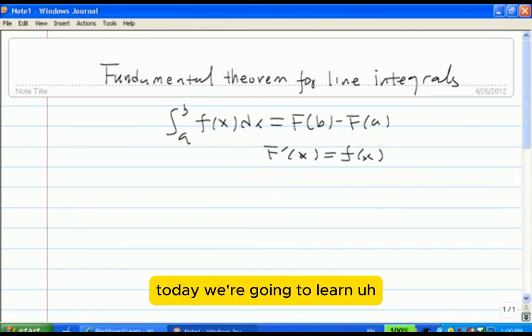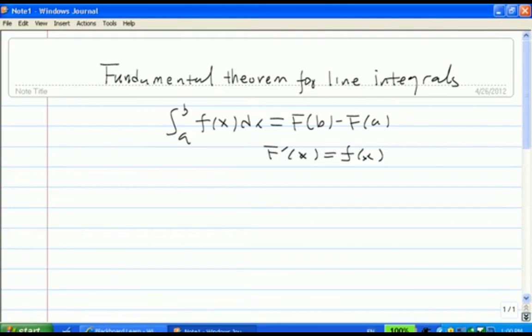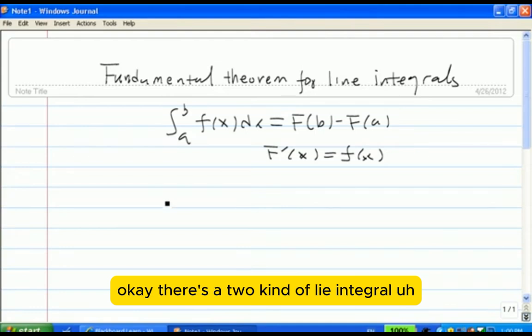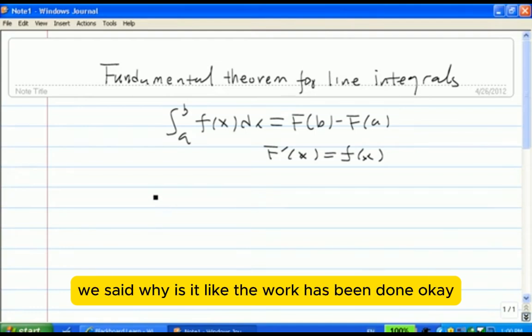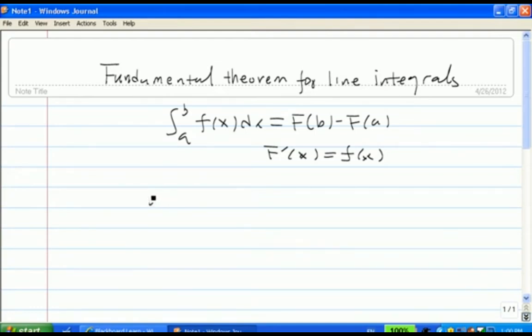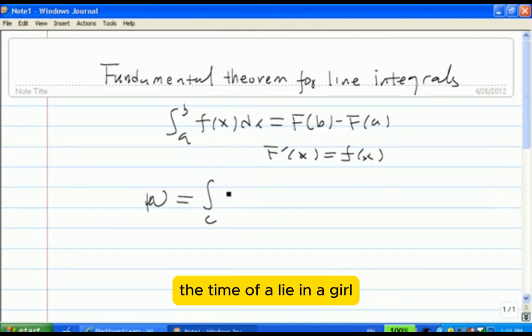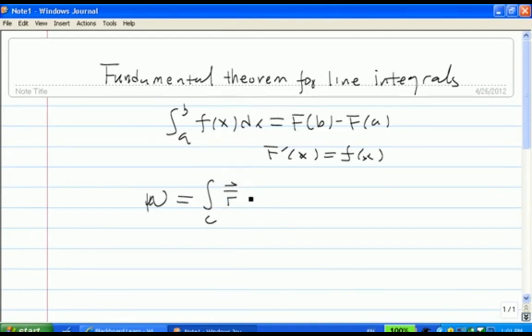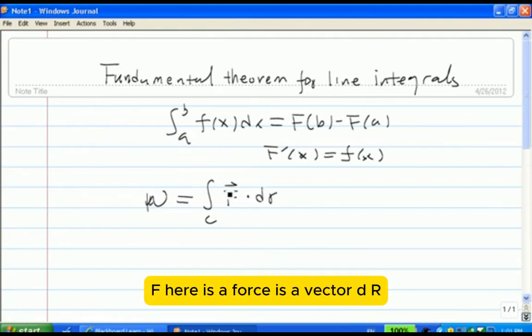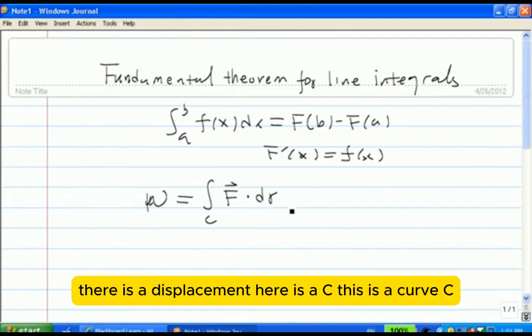Today we're going to learn the fundamental theorem for line integrals. There are two kinds of line integral. One is like the work that has been done. For example, the work done can be defined by the second type of line integral. F here is a force, a vector. dr is a displacement. Here is a curve C.